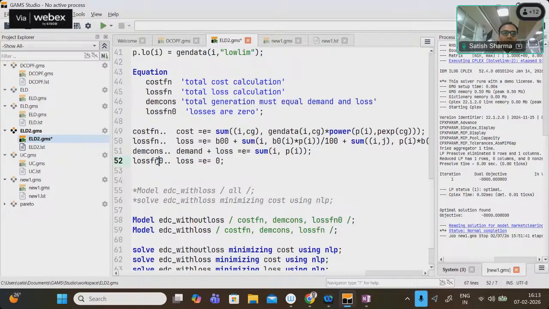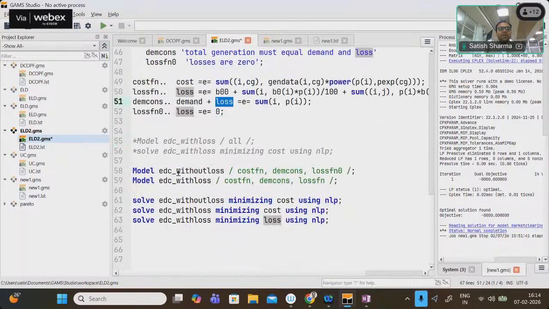So let's say if I use this particular equation, then losses are 0, and if this losses in line number 51 is equal to 0, then the economic load dispatch problem will become ELD without losses. And if I do not consider line number 52, then my economic load dispatch problem with losses will be there. So in the same model, I have defined all the equations.